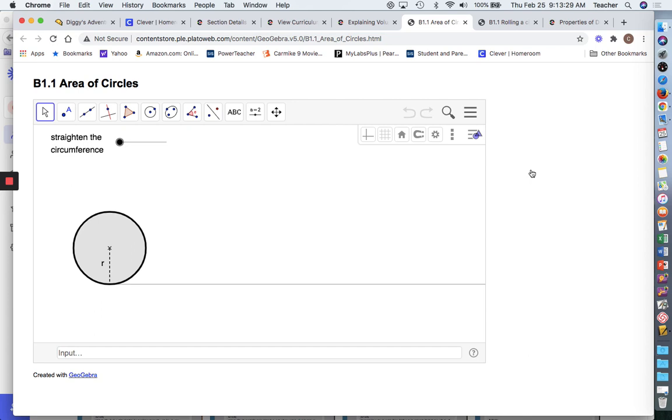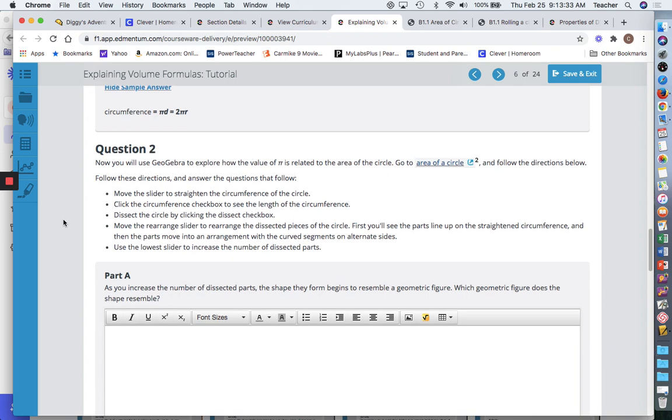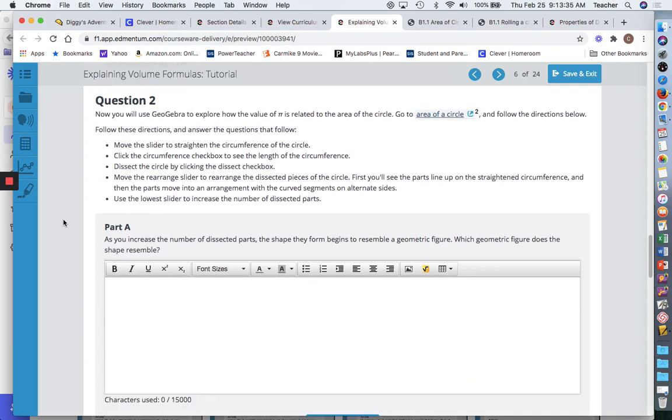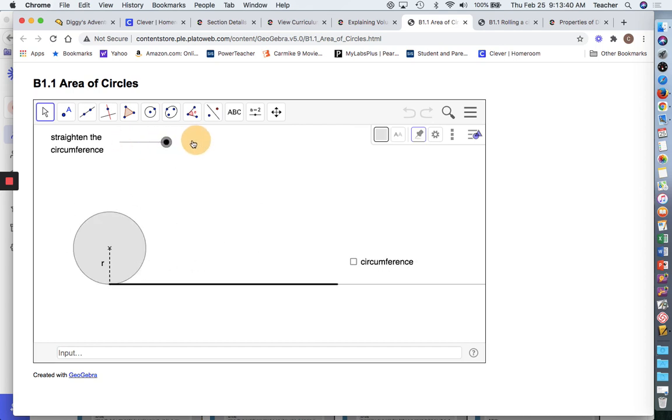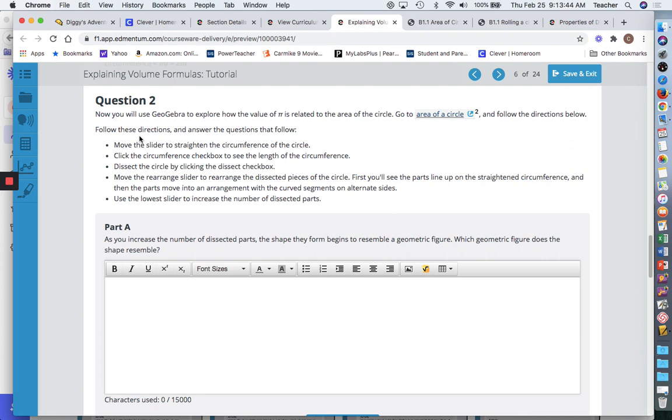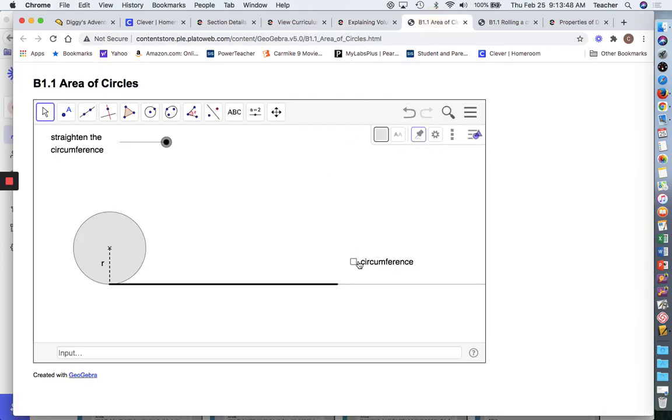Oh, it looks like I'm rolling here too. All right, so let's see. Move the slider to straighten the circumference of the circle. Nice and flat. Okay. Click the circumference checkbox to see the length of the circumference. There you go. So it's 2 pi r.